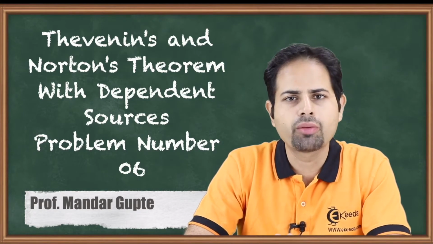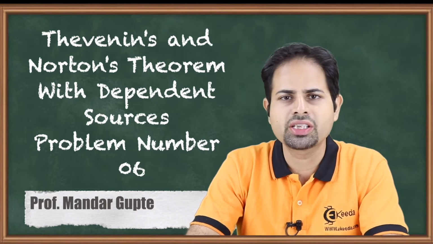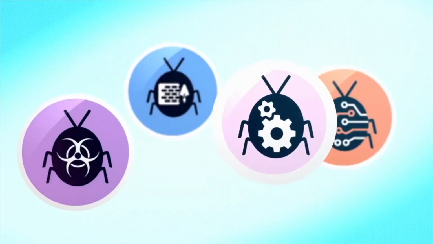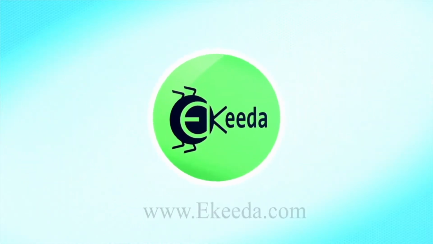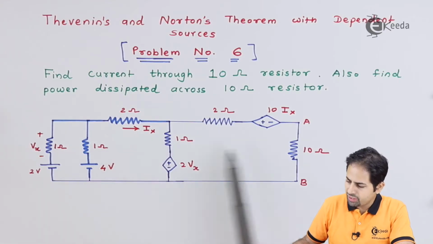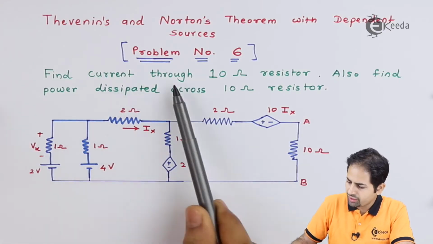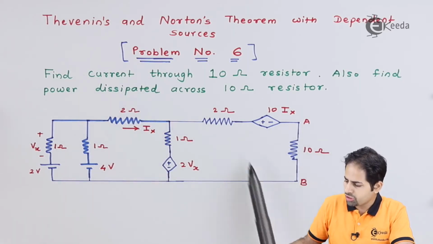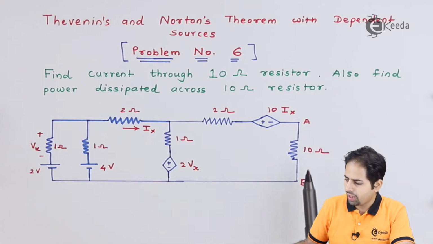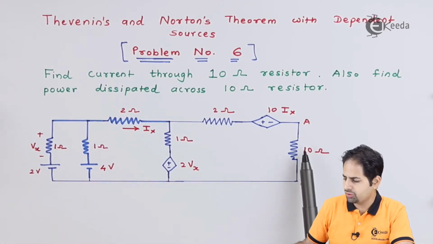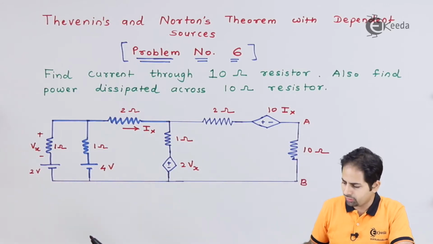Today we will see problem number 6 on Thevenin's and Norton's theorem with dependent sources. Here you can see we have been given a circuit and we have to find current through this 10 ohm resistor. Also we have to find what is the power which is dissipated across this 10 ohm resistor. So for that obviously we need current through this resistor, then we can find the power.